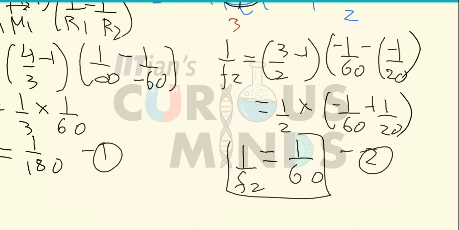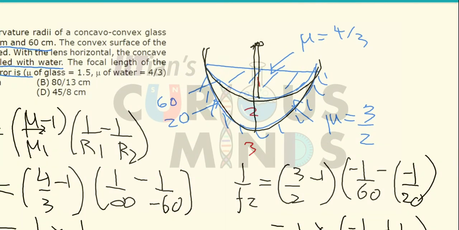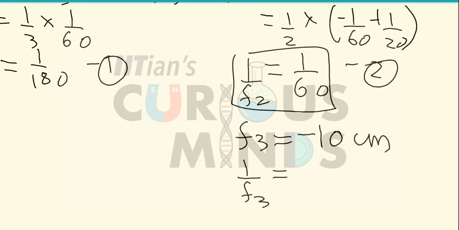In order to find the focal length of the mirror, it is very simple. The focal length of the mirror will be equal to r by 2, the radius of curvature divided by 2. The radius of curvature of this side is 20. So 20 divided by 2 will be equal to 10. So the focal length of the third part, since it is situated on the left hand side, will be negative 10 centimeter. So the power, negative 1 by f3, will be equal to 1 by 10.